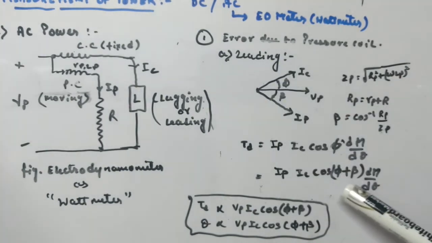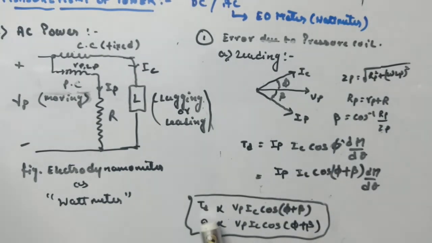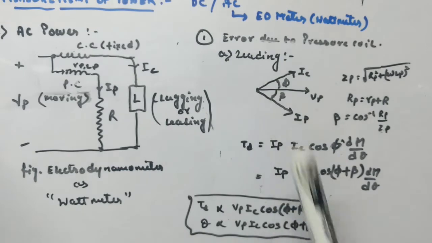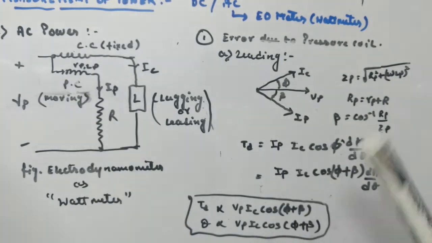You can see that, phi plus beta will be the only change here, the rest of the expression will be the same. So TD, your deflecting torque or your deflection, will be proportional to Vp IC cos phi plus beta. In the lagging case we had phi minus beta, in the leading case we have phi plus beta, and in the no inductance case we had Vp IC cos phi.